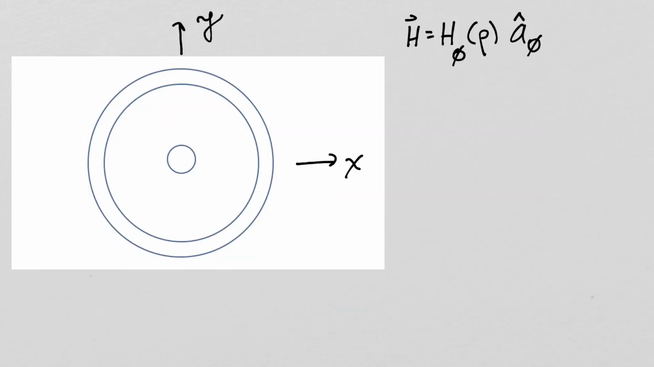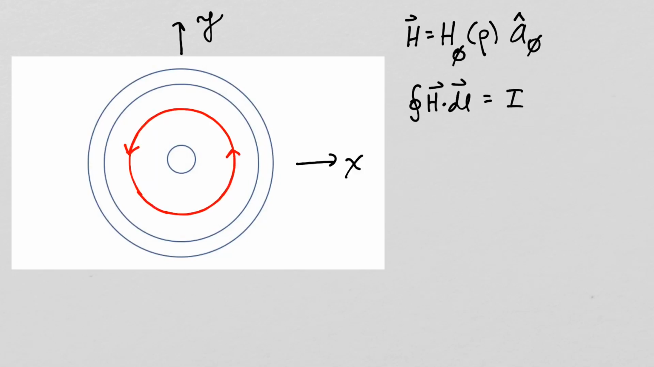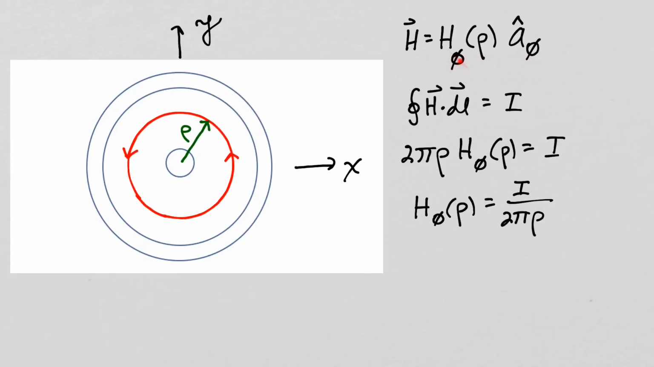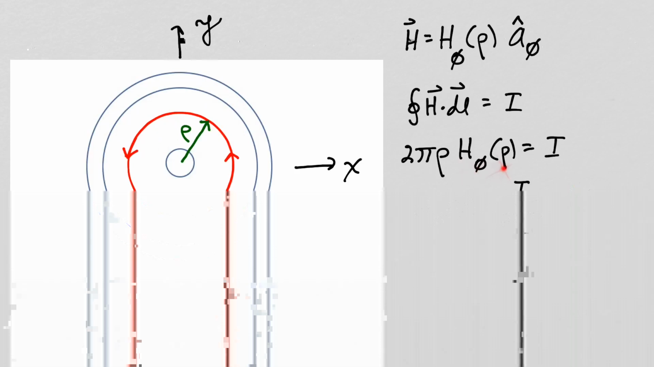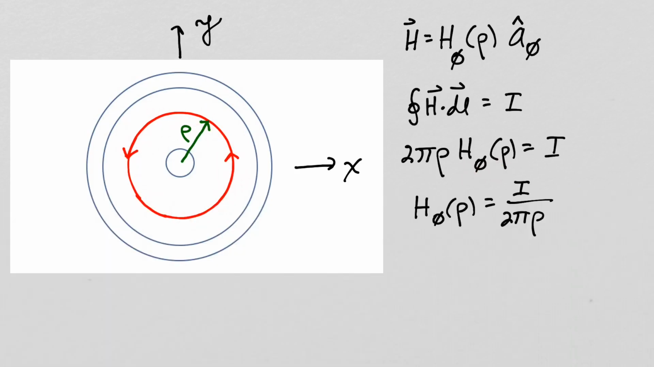Here is a cross-section through the coaxial cable with the center conductor along the z-axis. From the symmetry, we know this will be the form of the magnetic field intensity. Let's apply Ampere's circuital law to an Amperian loop between the two conductors. Our magnetic field intensity will be constant everywhere on our Amperian loop, so the integral of H dot dl will just be the magnetic field intensity times the circumference of our Amperian loop. So between the conductors, the magnetic field intensity is I over 2 pi rho.